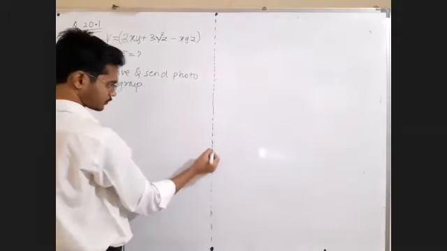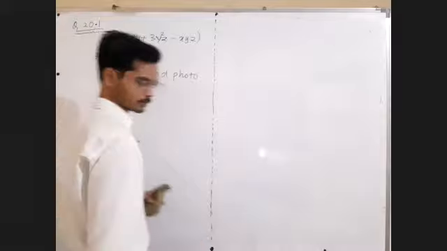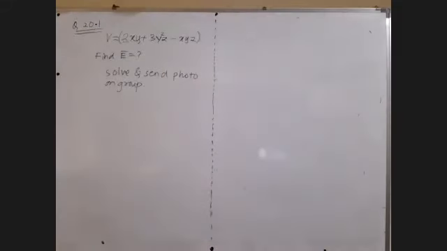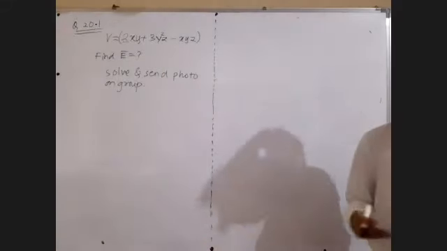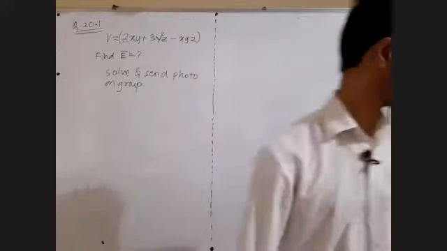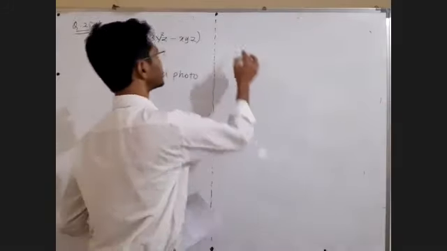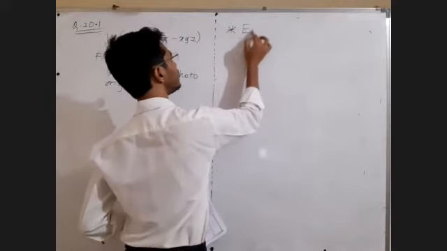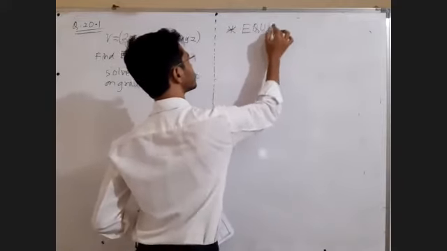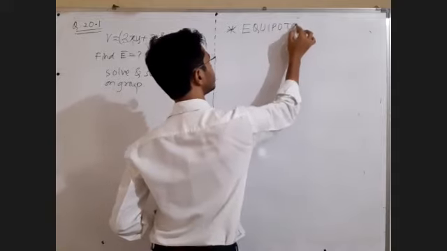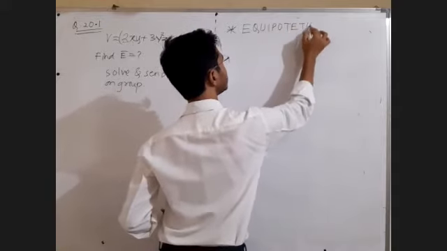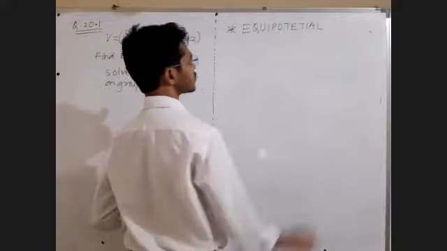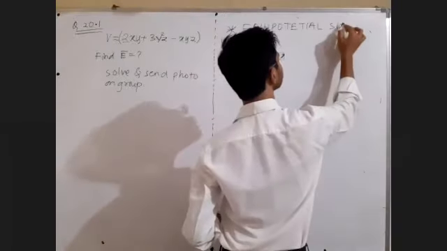Okay, next. The next point is equipotential surfaces. Very interesting point. Write down: next point is equipotential surfaces, or equipotential surface simply.